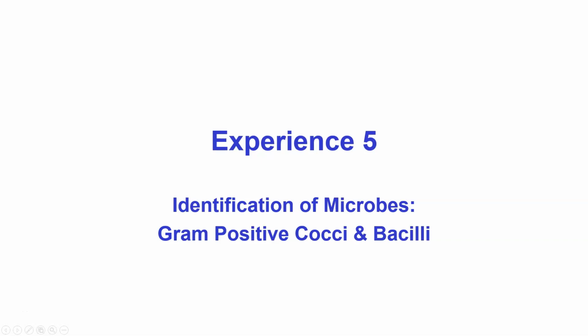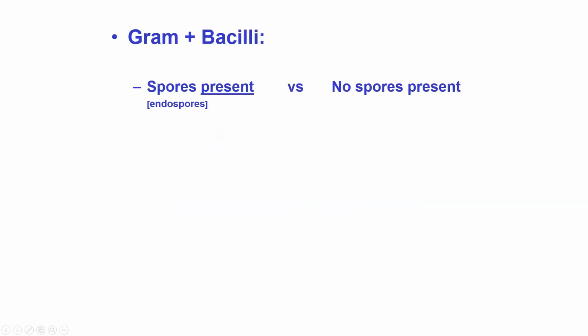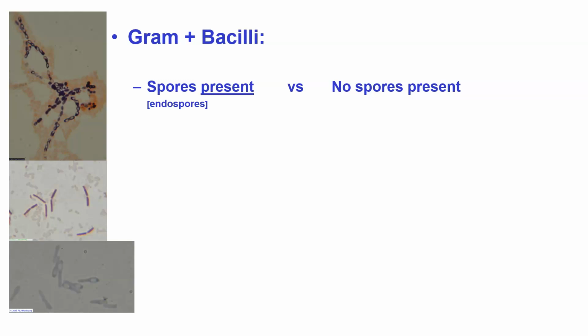Experience 5 goes over the identification of microorganisms where we're looking at gram-positive cocci and bacilli. So we're going to start looking at some of the differences we get in here. With gram-positive bacillus, what we're looking for really is the presence of spores. Are there endospores present versus are there no endospores? Because this really gives us an ability to break things down.